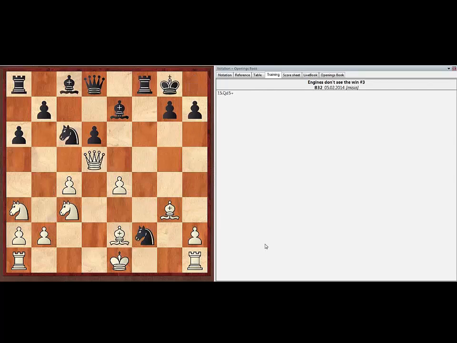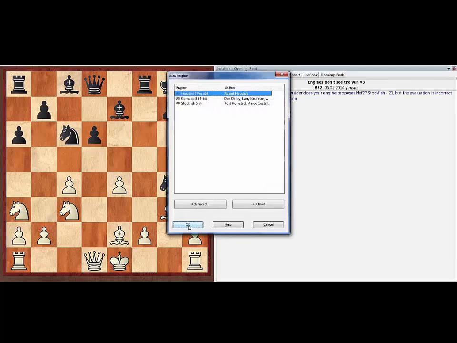Computers should be very good at calculating tactics. I guess you can agree with me on that. Computers are very good at checkmating, finding attacks, grabbing pieces, they are really good at calculating. There are still problems in positional play, but at least in calculating they should be very good. I'm going to use Stockfish now.